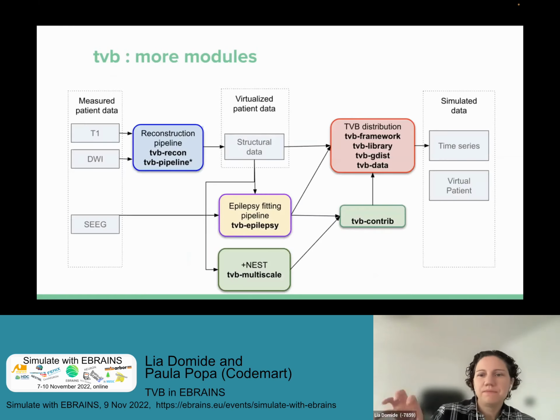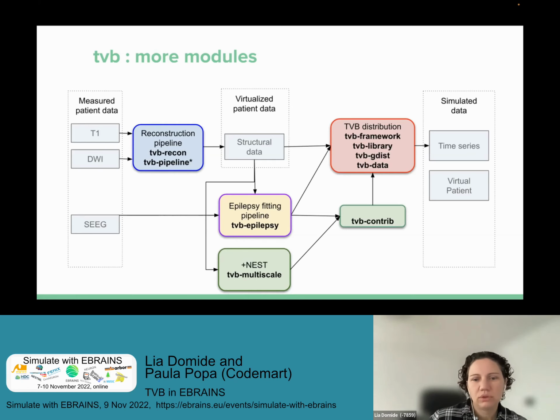And if we zoom this out, we have now the 4 packages in the red box here. I hope you recognize the names. This is TVB framework, library, GDist, and data. They are packed into what we called a TVB distribution. This is a self-contained package with Python, as well as all the third-party libraries, plus our core modules. And we have a lot of modules around this world.